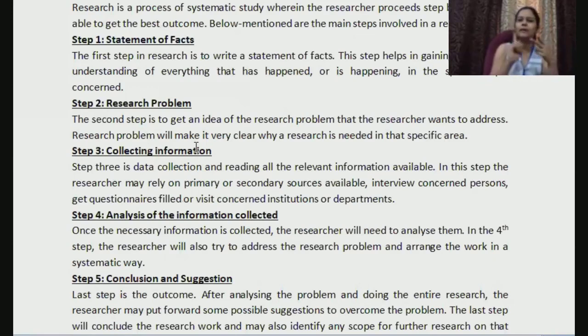Maybe you can visit a court. Maybe you can talk to some advocates. You can talk to judges, right? There are multiple ways by which you would gather the information. So accordingly, you would do all of that, and you would collect whatever information is needed for your study, right?